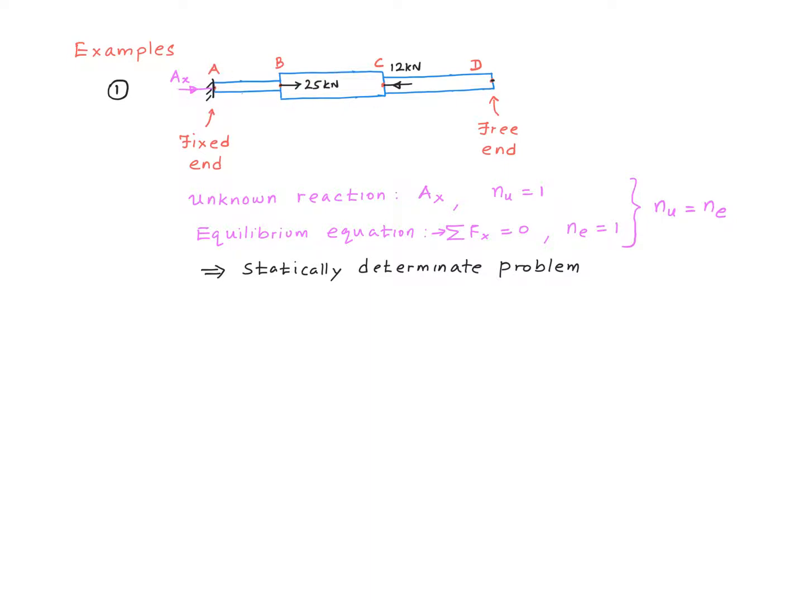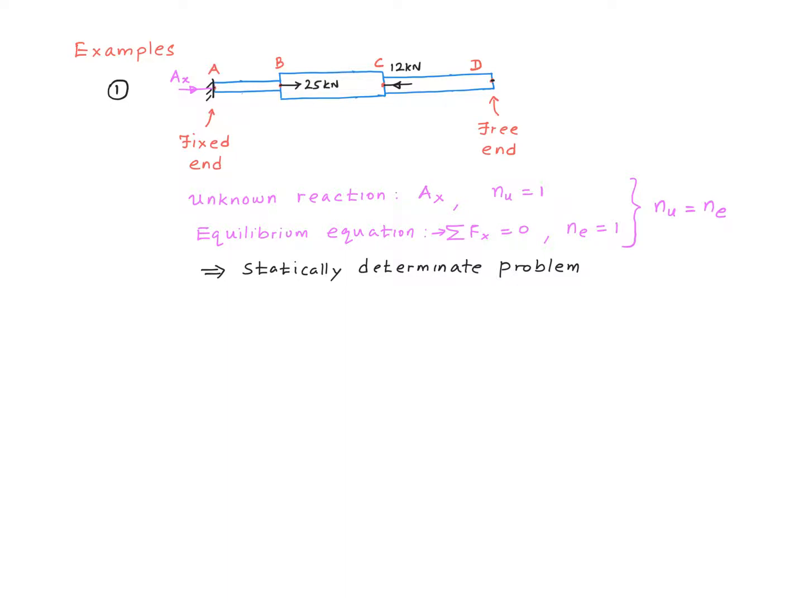So if we were to cut the rod out of the support and draw the free body diagram for it, we need to mark the support reaction at point A, right? Calling that A_x, we see the number of unknowns in this problem, n_u, is 1. The number of equilibrium equations we can write down for this problem is also 1, which is the force balance equation in the horizontal direction.